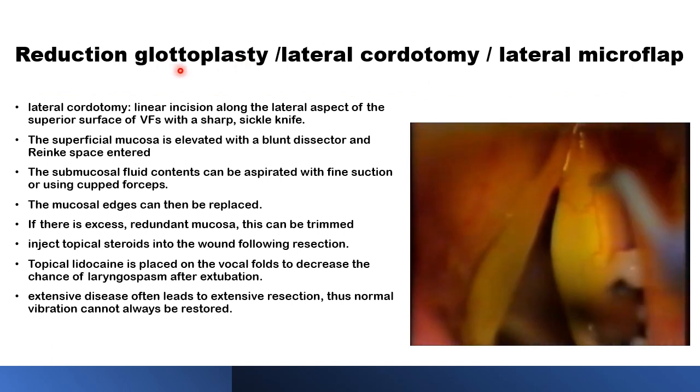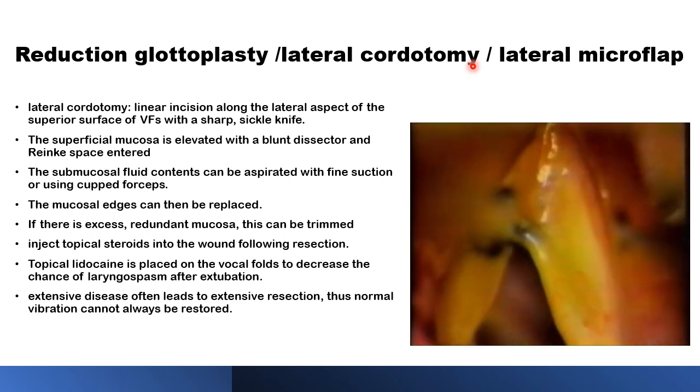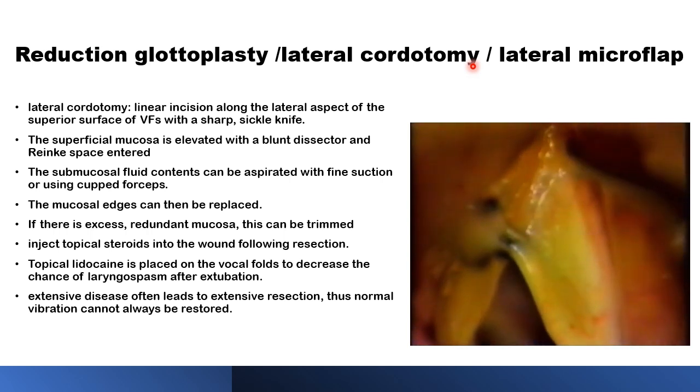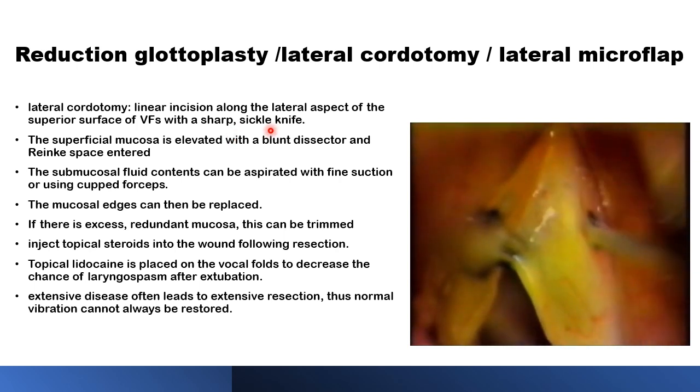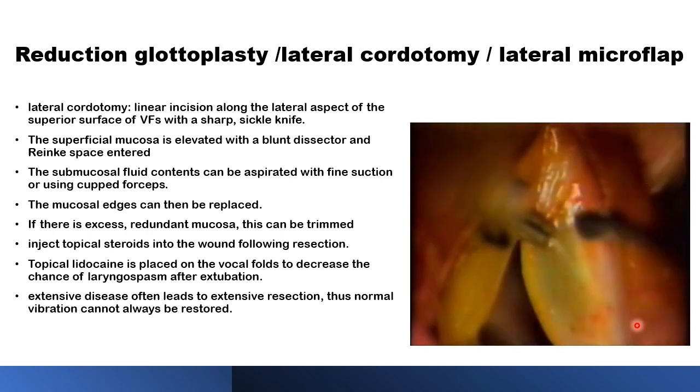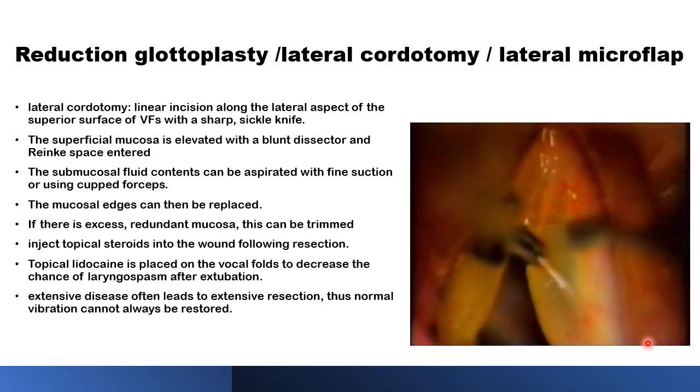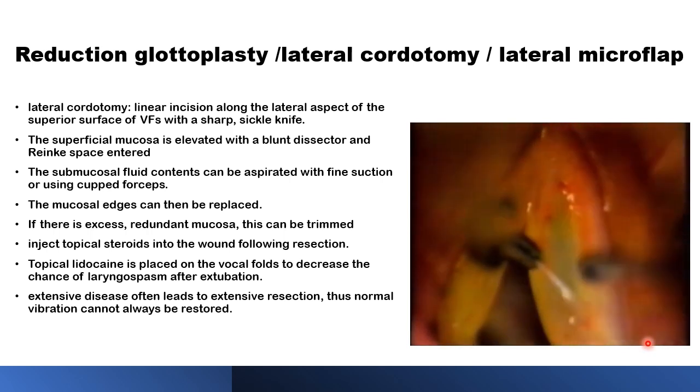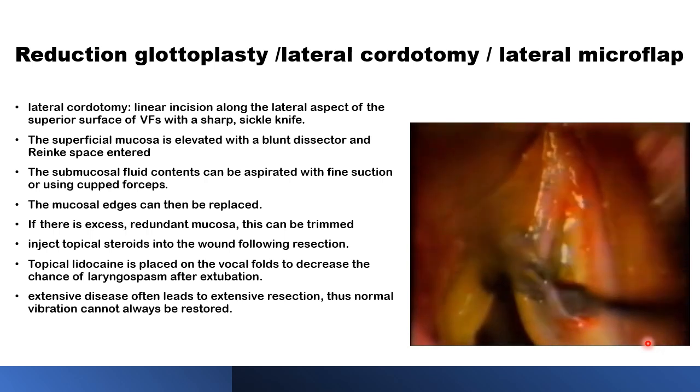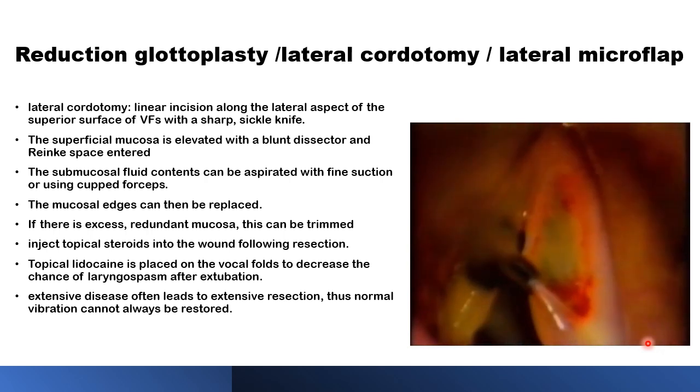Reduction glottoplasty, lateral chordotomy, or lateral microflaps are three names for almost the same procedure, as first described by Herano almost 40 years ago. The surgery is started with an incision on the lateral part of the superior surface of the vocal fold. This can be done by laser sometimes or a sharp sickle knife. Then the submucosal layer is entered.